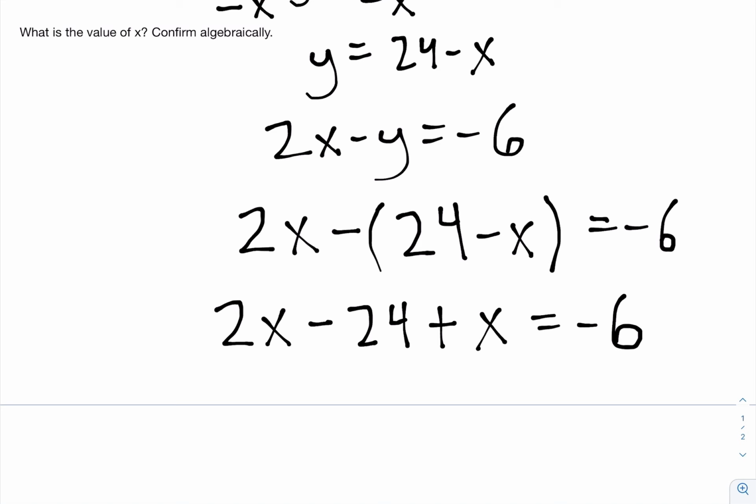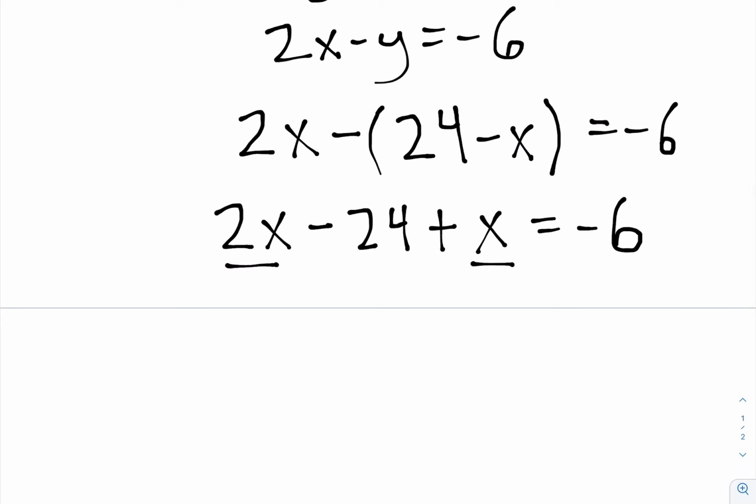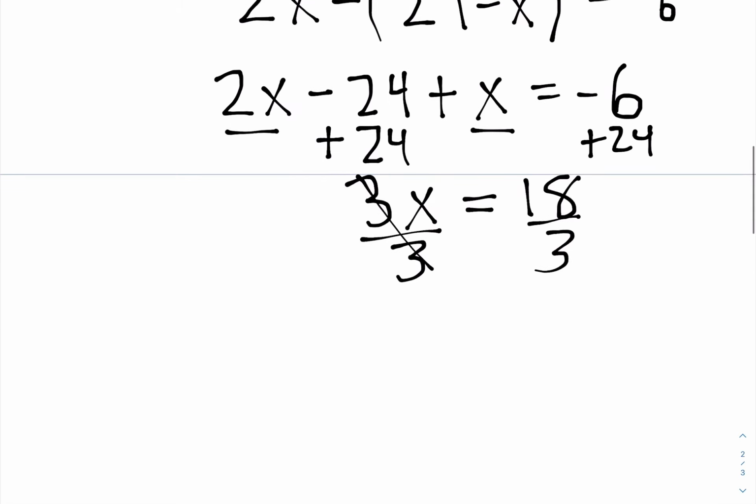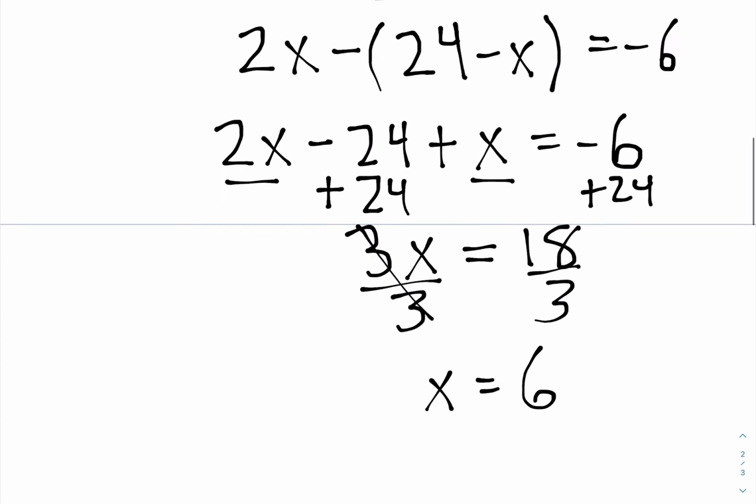All right, so once we have this, we're just isolating for x here. We have 2x and x that are adding together, so those are like terms, so we get 3x. Then we want to move our constants to the other side. So we add 24: negative 6 plus 24 is positive 18. And then we just want to get x on its own, so we divide by 3. 18 over 3, pop quiz, that is 6.